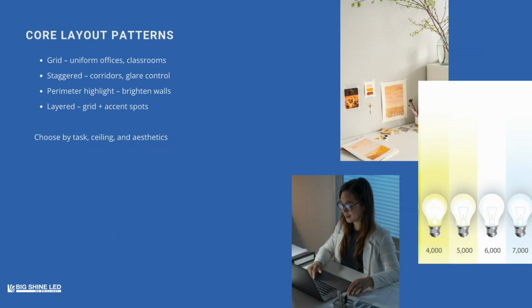Core layout patterns. Next, let's talk layout patterns. There are 4 common types. Grid, perfect for classrooms or open offices with consistent illumination needs. Staggered, great for corridors to avoid harsh lines or scallops on walls. Perimeter highlighting makes a space feel brighter by lighting the vertical surfaces. Layered combines general ambient lighting with accent or task lighting. Choosing the right pattern depends on how the space is used, the ceiling structure, and desired aesthetics.